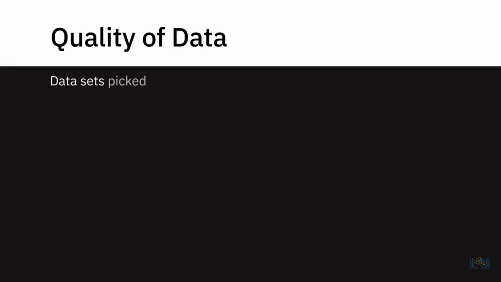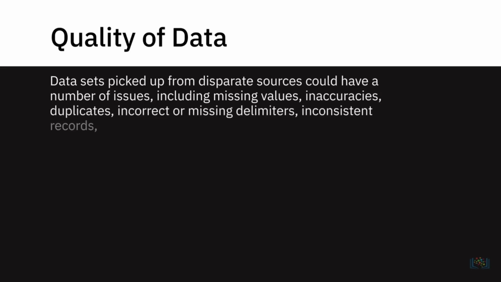Datasets picked up from disparate sources could have a number of issues, including missing values, inaccuracies, duplicates, incorrect or missing delimiters, inconsistent records, and insufficient parameters. In some cases, data can be corrected manually or automatically with the help of data wrangling tools and scripts. But if it cannot be repaired, it must be removed from the dataset.